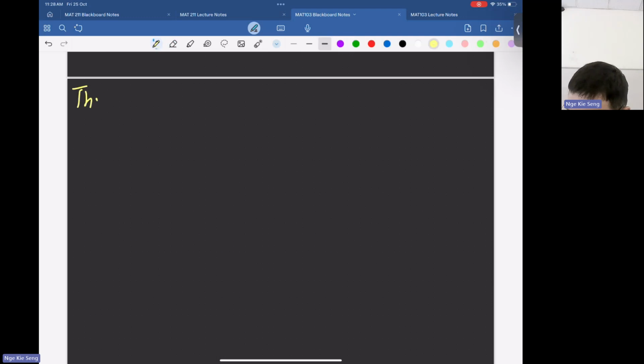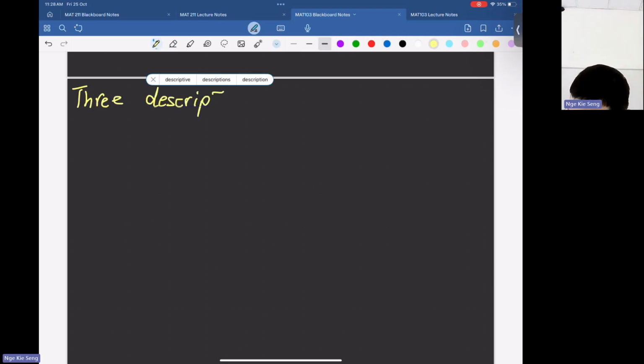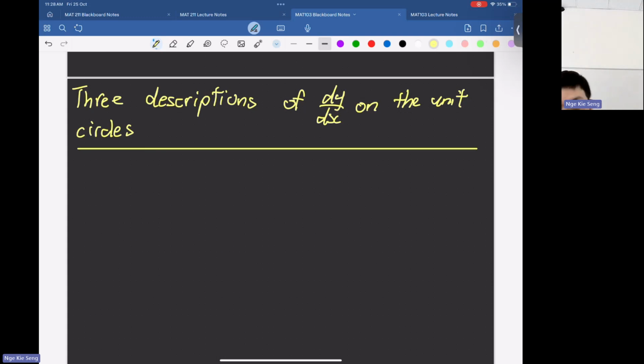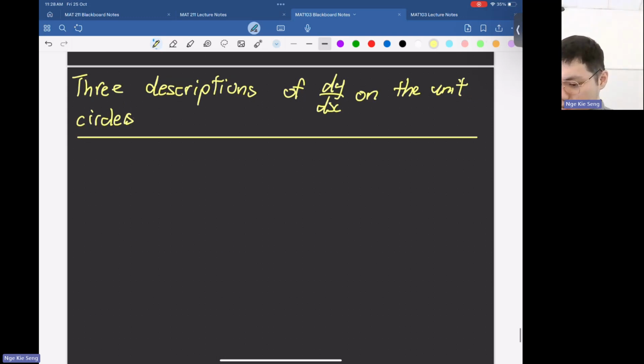So far, what we have learned, let's look at three descriptions of dy dx on the unit circle. So from the start until now, you have seen three descriptions. What's the description I'm trying to talk about here? Unit circle, center at origin.